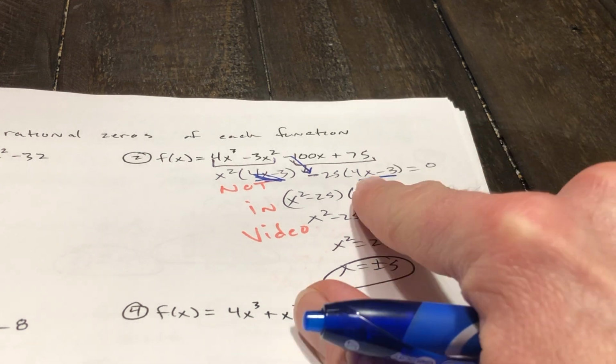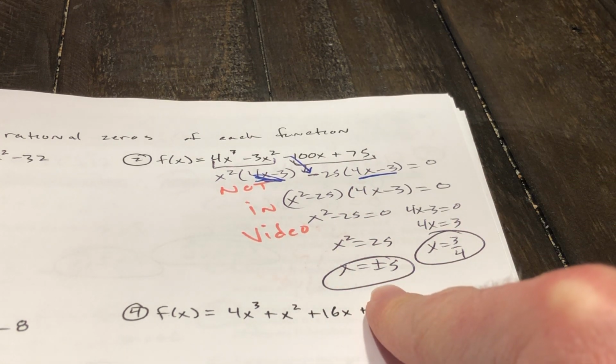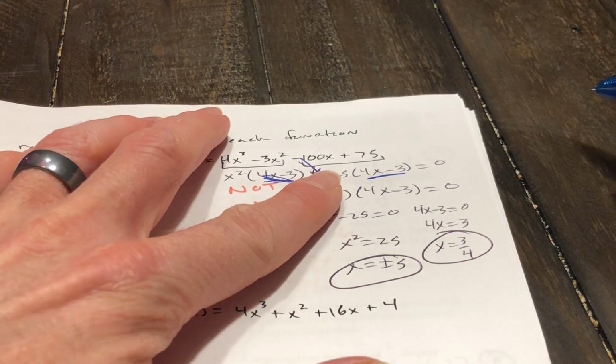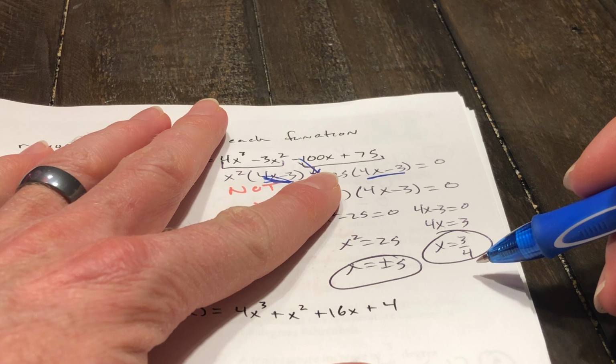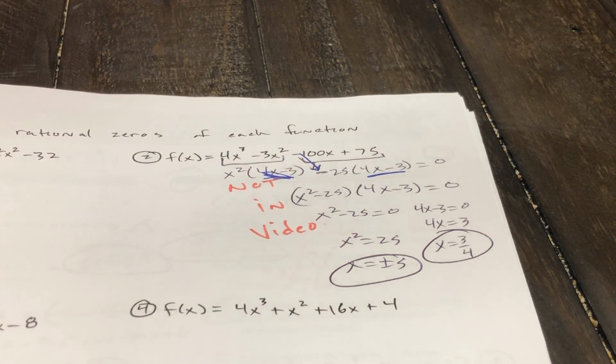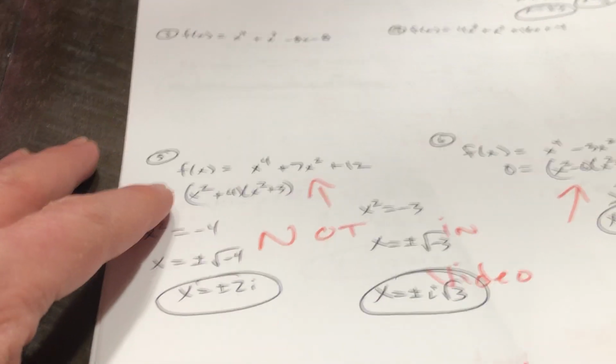Those are my factors. If x squared minus 25 is 0, that gives me x is plus or minus 5. If 4x minus 3 is equal to 0, that's how I get x is 3/4. Factoring by grouping. All right, we'll have plenty of time. We've got plenty to practice in that quiz review. We will have it down.